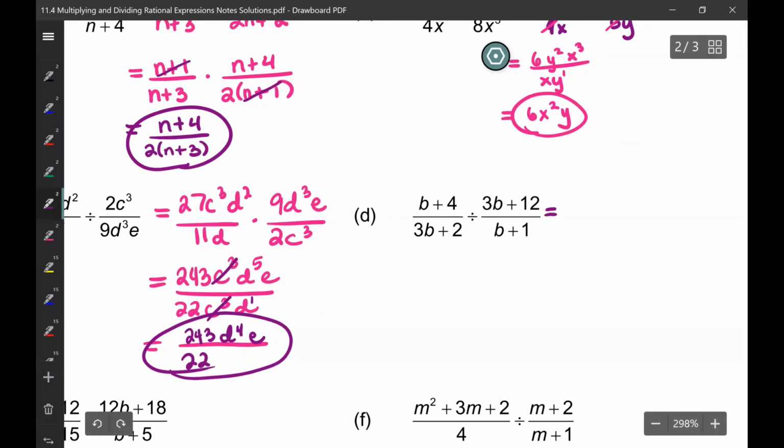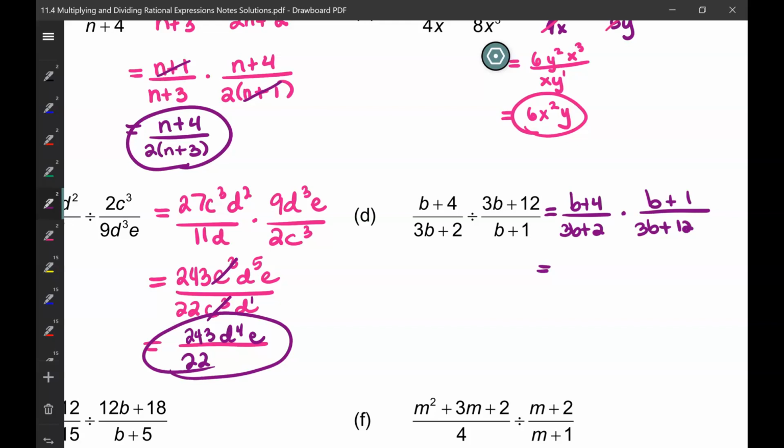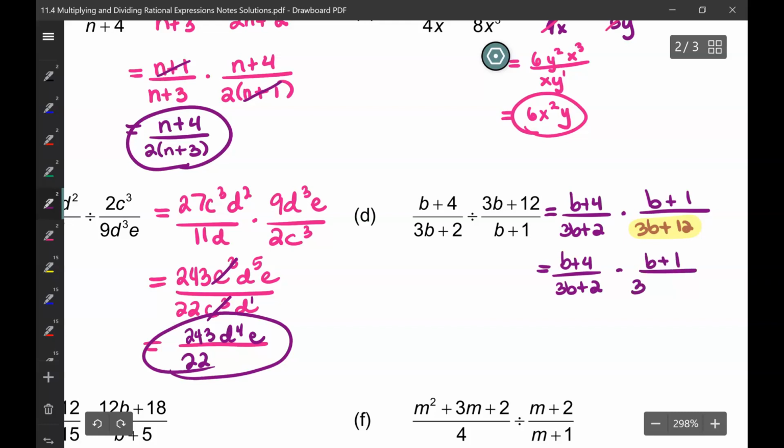Okay, take a look at d. So I have b plus 4 over 3b plus 2 times b plus 1 over 3b plus 12. Okay, now I look to see if I can factor anything. In this second one, I can factor out a 3. So I'm going to leave the b plus 4 over the 3b plus 2. And I'm going to leave b plus 1. And if I factor out 3, I'm going to be left with 3 times b plus 4. So I notice that the b plus 4s are going to cancel.